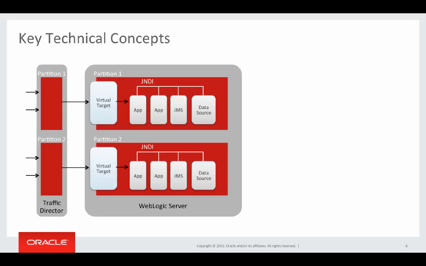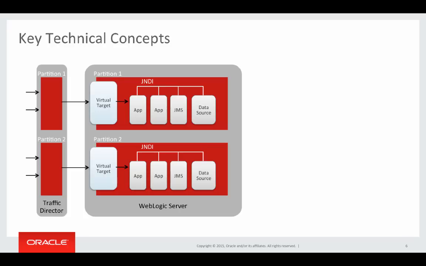Virtual Target is a nice little new block here that I added. Virtual Target does two things. It gives you a way to define the address: how do I get to this thing? How do I get to my applications running in this partition? Things like host names, URI prefixes, network channels. You can also do some configurations like port numbers, IIOP configuration, T3 configuration. So all this is available in the virtual target.